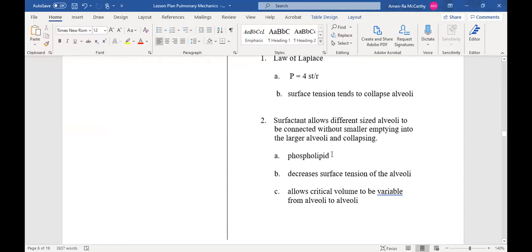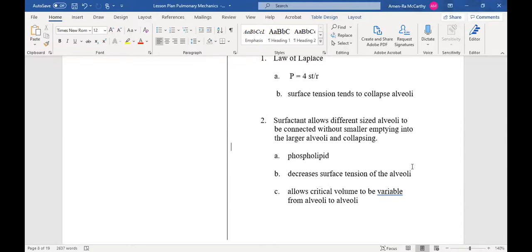Surfactant, of course, is a phospholipid, and it decreases surface tension of the alveoli. See, some of this stuff is just review. You already learned some of this stuff, right? It kind of overlaps. A lot of these lessons will overlap at times, okay? It allows for critical volume to be variable from one alveoli to the other alveoli. Critical volume is the amount of volume that has to be in the alveoli before it collapses.